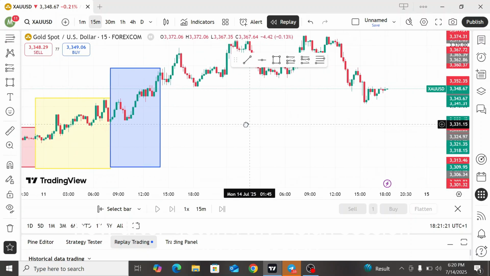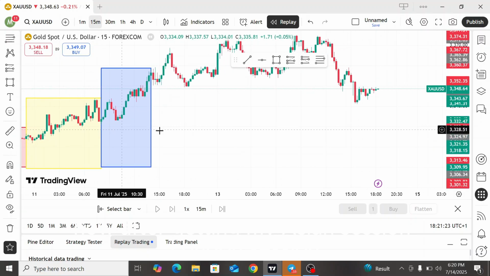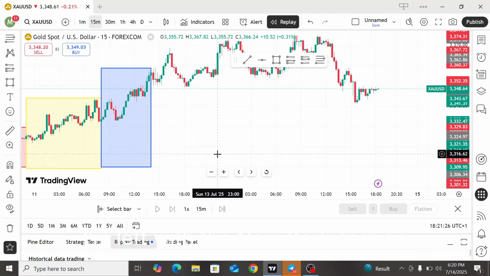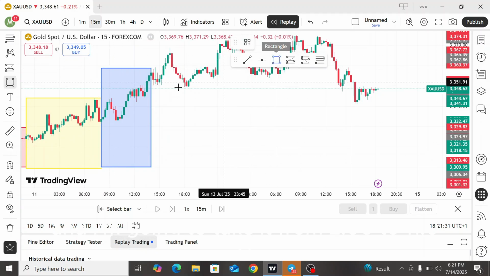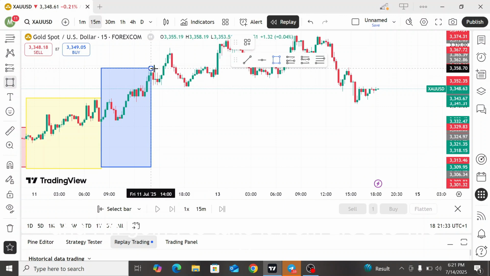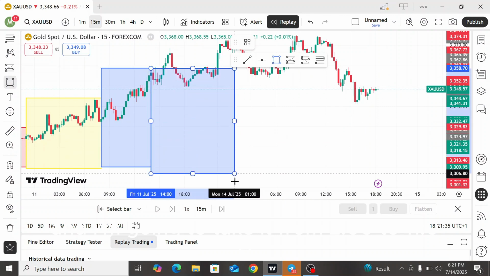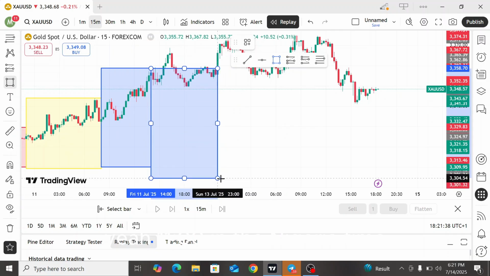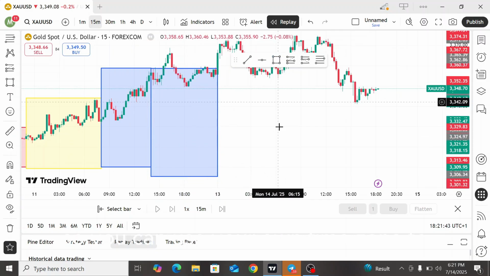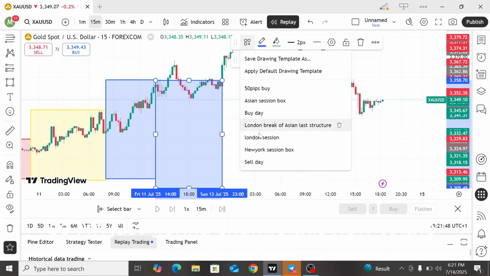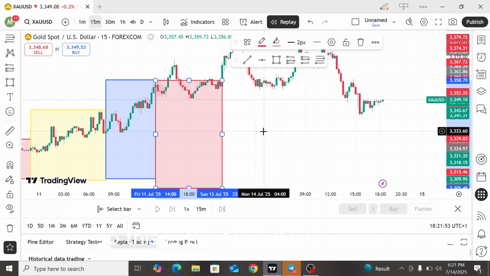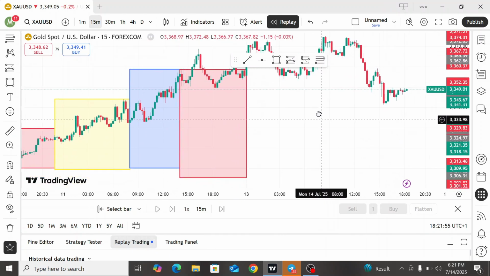Now, after getting my Asian session and London session, I'm left with the New York session. I'm just going to take the toolbox and take it from 2 o'clock till 11 o'clock, Nigeria time. You can use your own time zone too. I'm going to change this to the red color. I also have a template for this already. So this is the New York session.